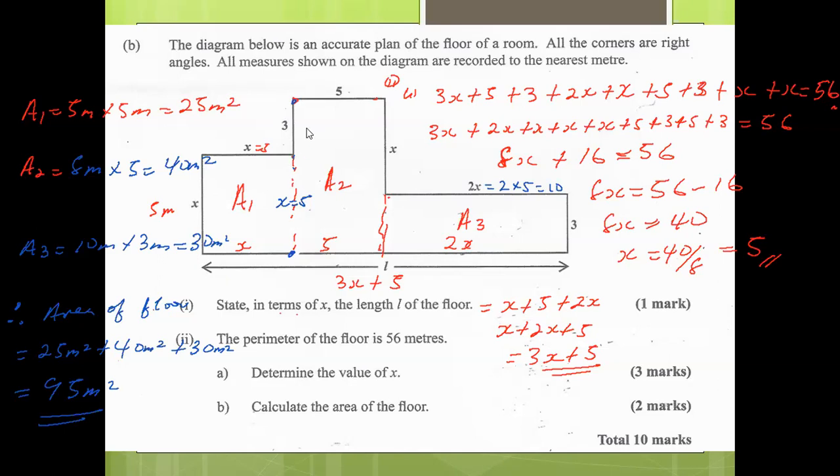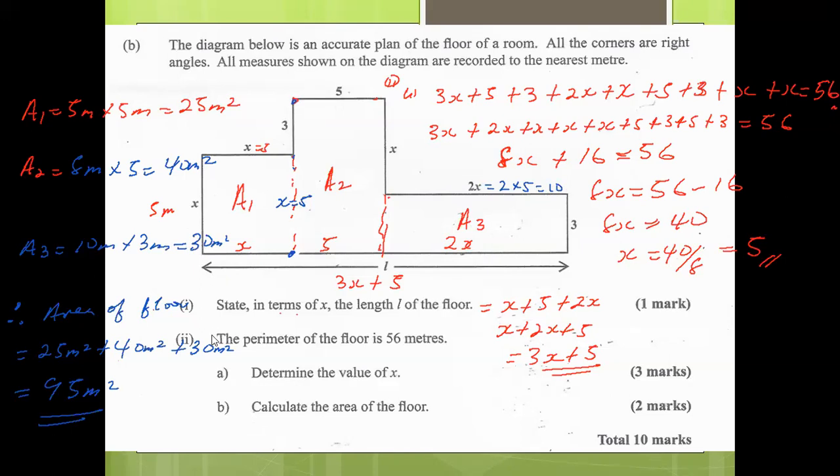Then if it's a rectangle, length times width, so it'll be 8 meters times the 5, which gives me 40 meters square, right? Then we move on to area 3. When we look at it, that's also a rectangle. So that will be length times width. Now, this side is 2x. Wherever you have x, you put 5. 2 times 5 will give you 10. The other side is 3. So area 3 would be 10 meter times 3 meter, which will give you 30 meter square.